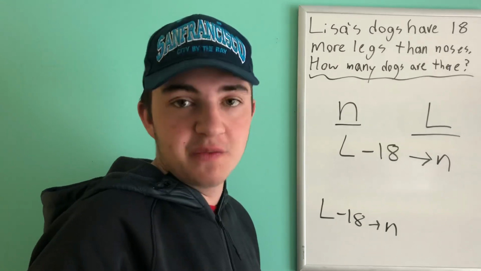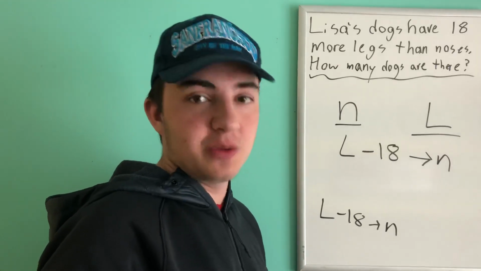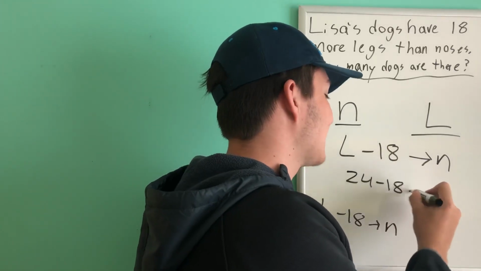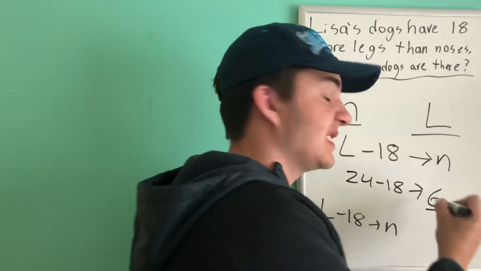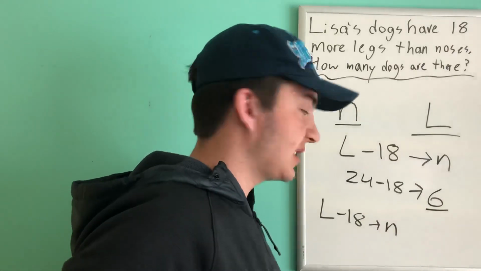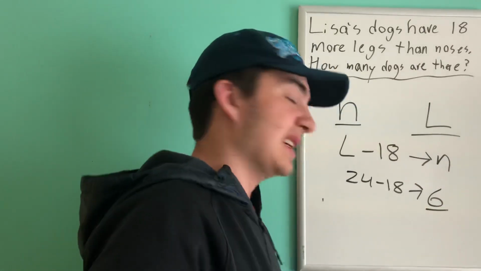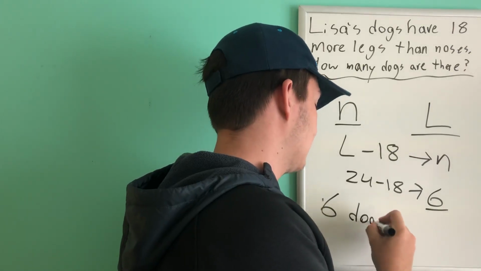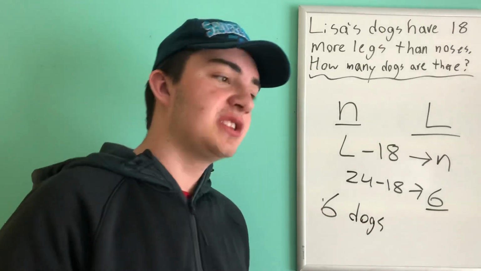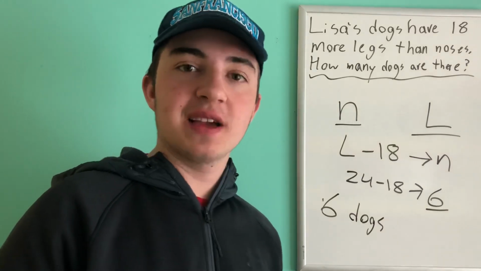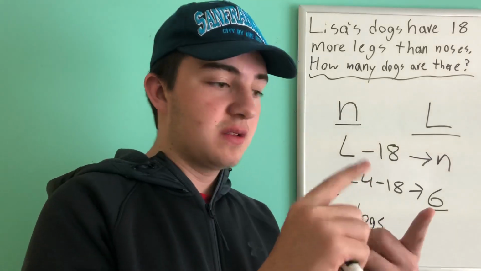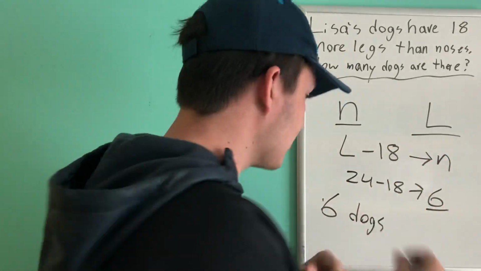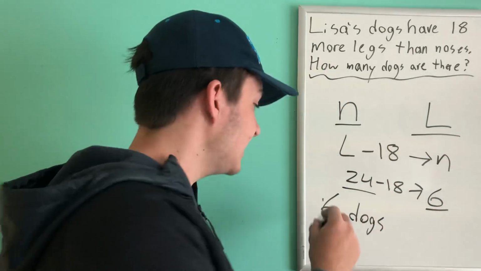So the next best number we can do is 24, right? Because that's divisible by 4. 4, 8, 12, 16, 20, 24. So 24 minus 18. That makes 6, right? 6 noses. Now what do we know about 6 noses? That means 6 dogs. Now, if there's 6 dogs, and each dog has 4 legs, how many legs should we have? 4, 8, 12, 16, 20, 24, right? And look, we have 24 legs. So that's it, 6 dogs.